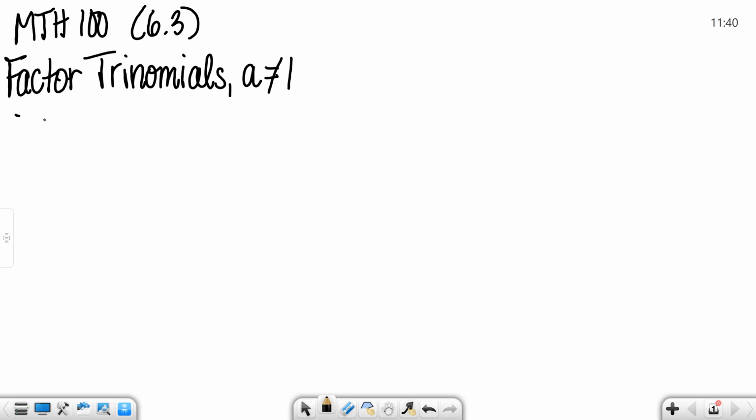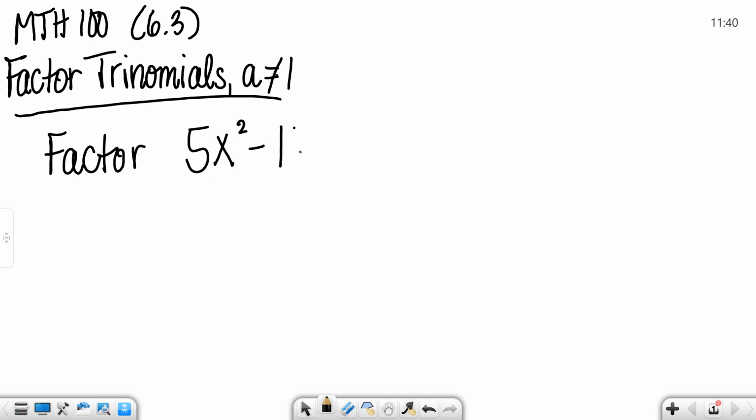Math 100, lesson 6.3, factoring trinomials, and this time A is not going to be 1. In section 2, A was 1, but today in section 3, A is not going to be 1. So our directions are still factor.